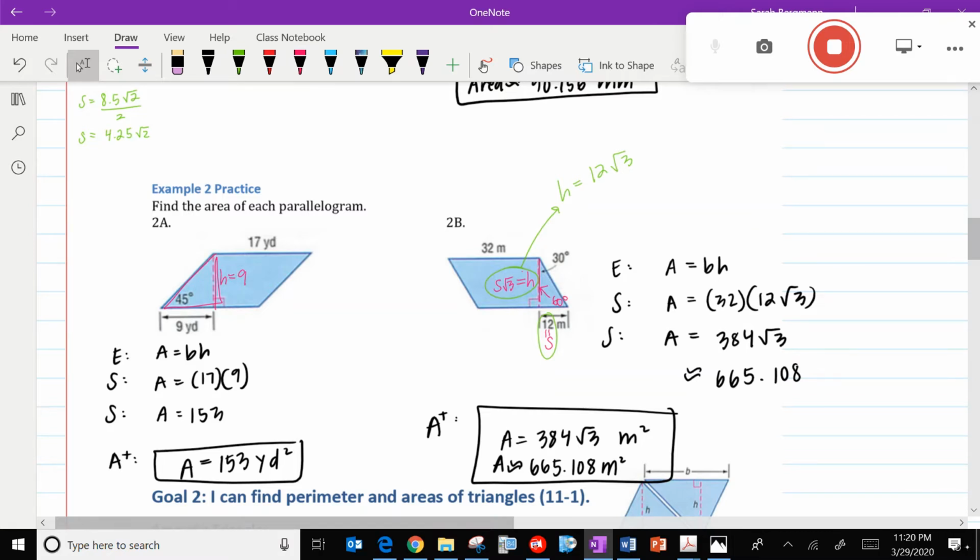2A, I had a 45, 45, 90 triangle. So I know that the legs have to be congruent. So that gives me a height of 9, and I can solve it from there.